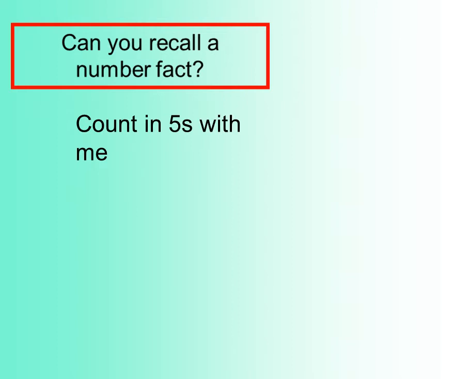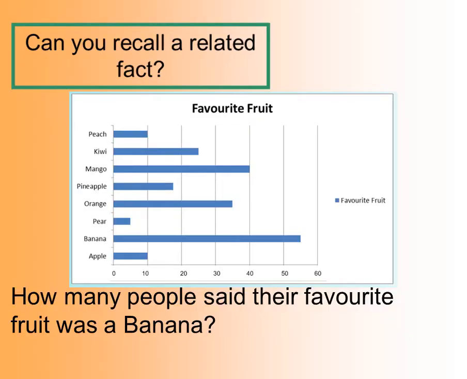So we are going to count in 5s now, just to show that even. So this week in maths we are looking at statistics. And here we have got a bar chart and it shows the favourite fruit that people could choose from. So they could have chosen peach, kiwi, mango, pineapple, orange, pear, banana or apple. You can see that on the y-axis on the left. And along the bottom on the x-axis, the number of people that chose each of those things, and it counts in tens. Now, the first question is, how many people said their favourite fruit was a banana?